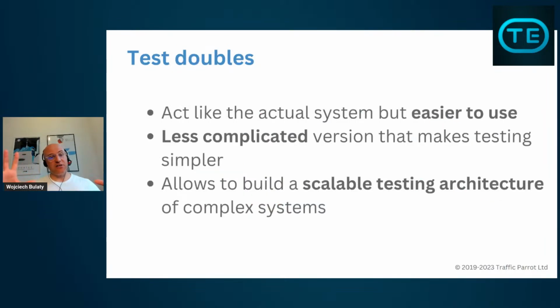Okay, so we've covered how we can use real dependencies when testing our microservices. That was the first group. The second group of methods we can use is using test doubles. What is a test double? A test double is a thing that acts like the actual system, but it's easier to use. It's less complicated for the purpose of testing your microservice. But in return, it allows you to build a scalable architecture of these microservices. And we're going to talk about a number of these techniques right now.